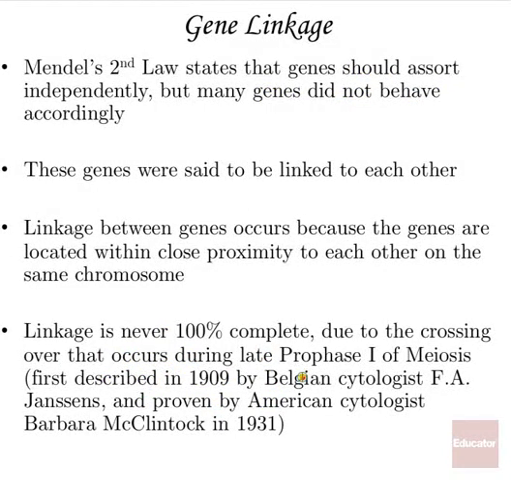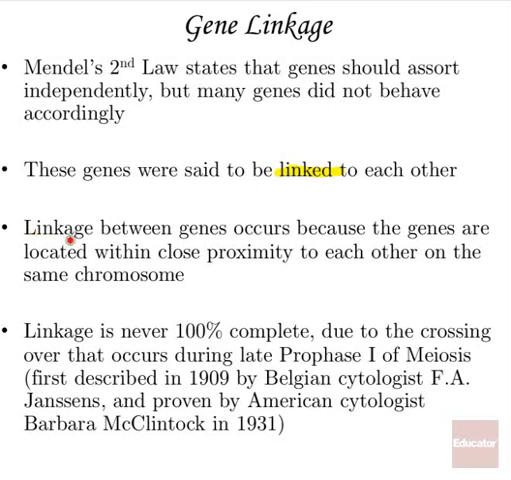Now, Mendel's second law states that genes should assort independently. But, as Sutton was noticing, many genes didn't behave that way. So these genes were said to be linked to each other. And what that means is that these 2 genes don't sort independently at a normal 50-50 ratio. They're more often seen together than they are separated.